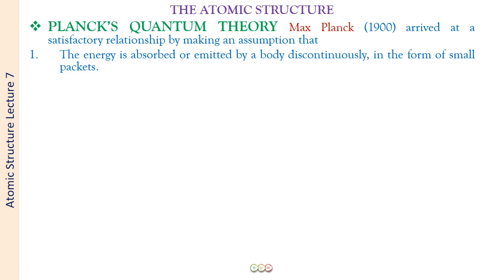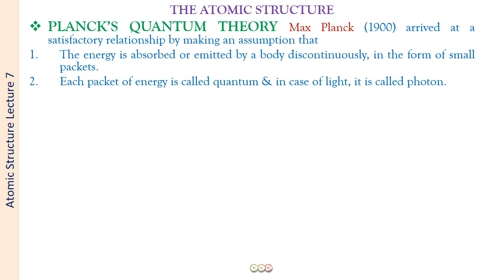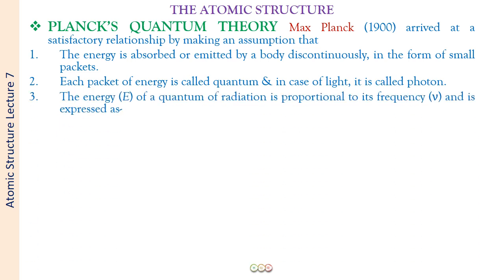And the atoms and molecules could emit or absorb energy only in these discrete quantities and not in a continuous manner. Each packet of energy he called a quantum, and in the case of light, he called it a photon. And he said that the energy of the quantum of radiation is proportional to the frequency, and this is expressed as E proportional to frequency, or E is equal to h nu.